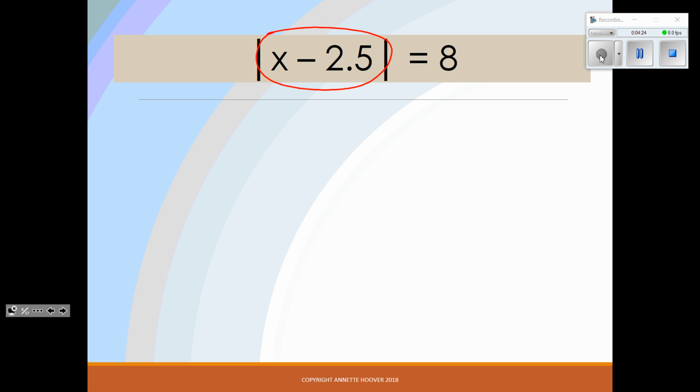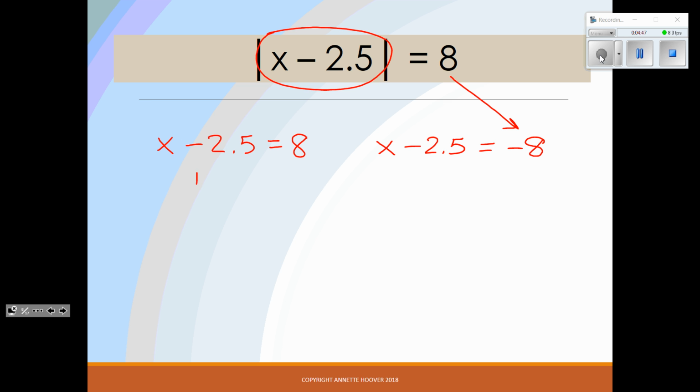Our next step is to set up two equations. First of all, the first equation looks just like that one, but you drop the absolute value sign. For the second equation, you set it up the same way. What's inside the absolute value does not change, but we set it equal to the opposite. So it could be 8 or negative 8.